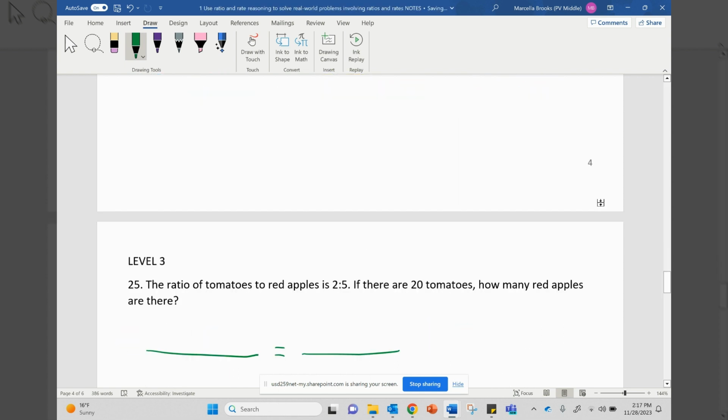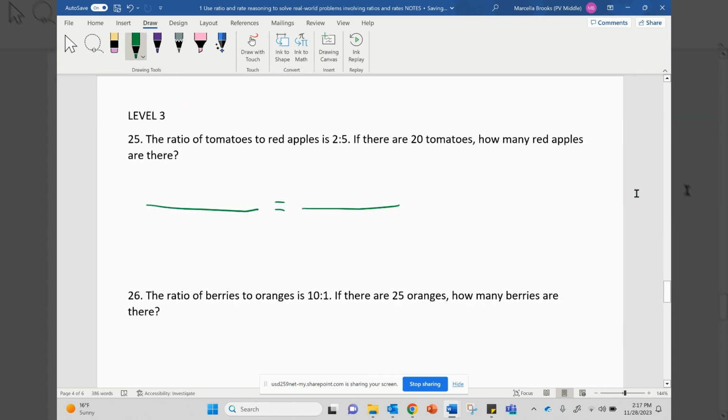So we're going to always start with the two fractions. So I drew my two fraction bars, and here we go. The ratio of tomatoes to red apples is 2 to 5. If there are 20 tomatoes, how many red apples are there? So the given ratio, meaning the ratio they give us, is tomatoes to red apples. So we're going to put tomatoes on top and red apples on bottom.